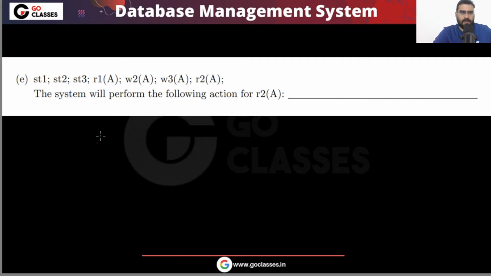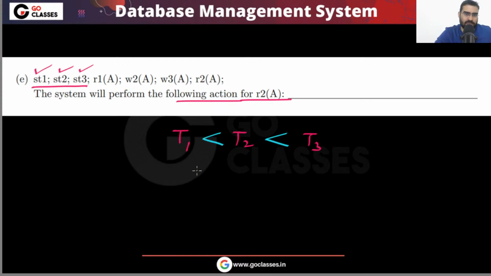The last one. Tell me the answer. What action will be taken for R2A? Again, you have three transactions. First T1 is starting, then T2, then T3. So they will get timestamps. The timestamp of T1 is less than the timestamp of T2, and the timestamp of T2 is less than the timestamp of T3. So this is the serializability order.